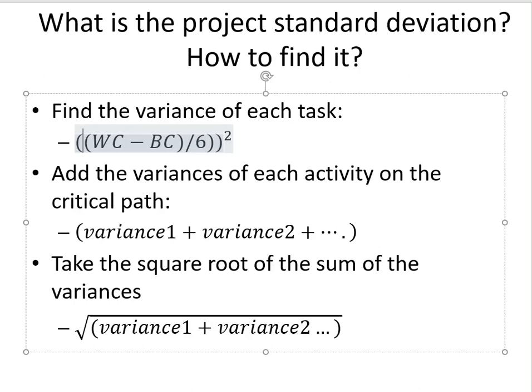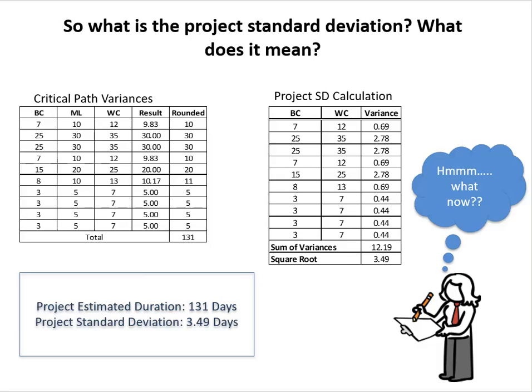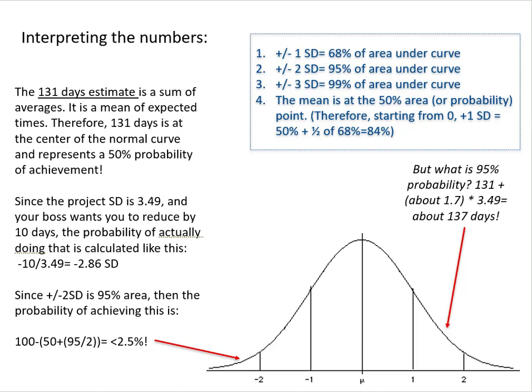Those are the only activities of interest because it's the critical path that tells us the duration of the project. So you use this formula to find the variance of each activity on the critical path. You add them together and then take the square root. And in doing that, you arrive at the standard deviation. So now once we've gotten this far, we know that this project is 131 days and the standard deviation is 3.49 days. So what do we do with it?